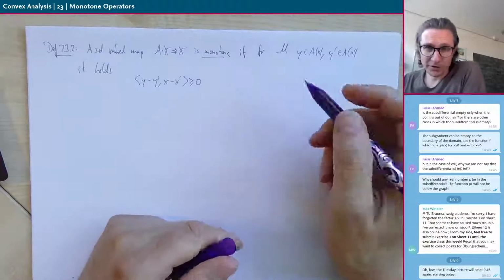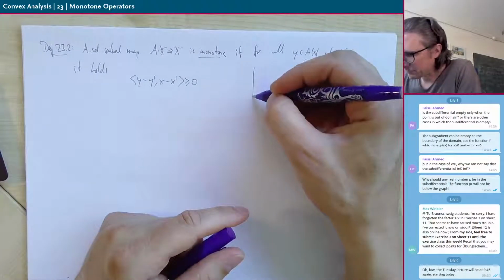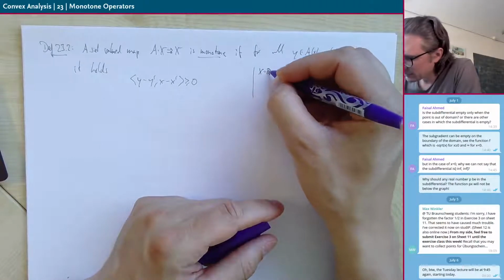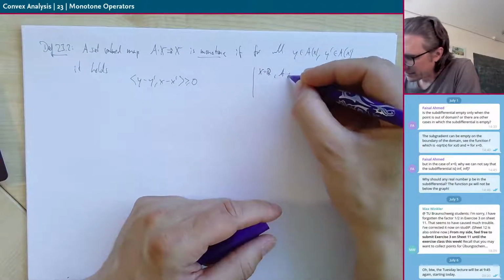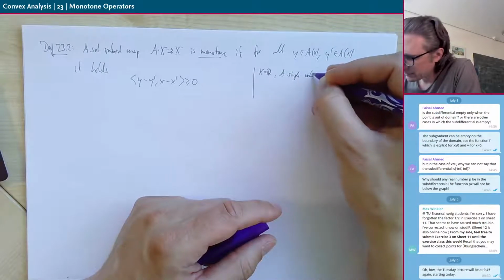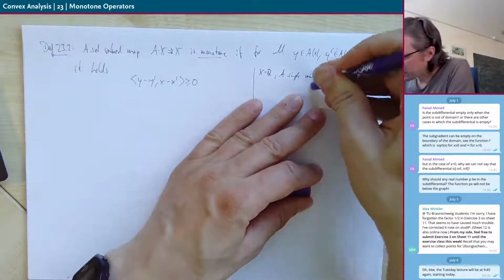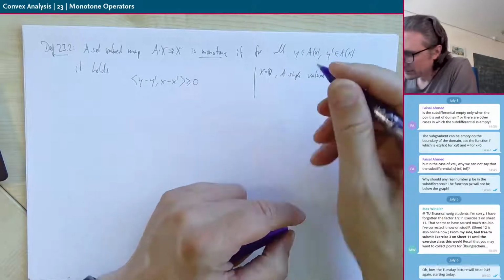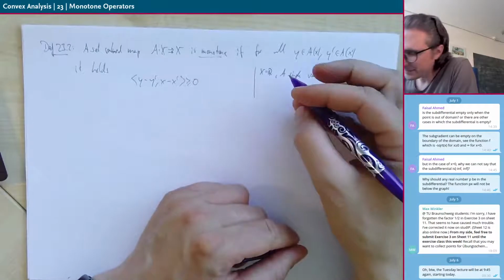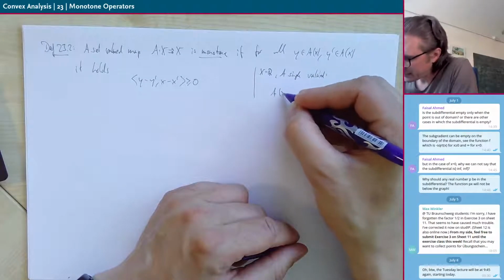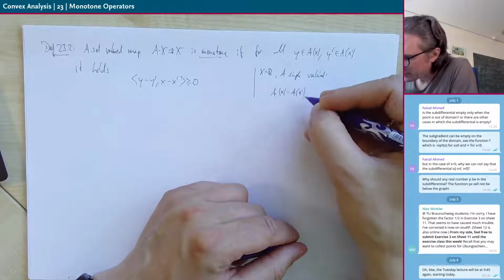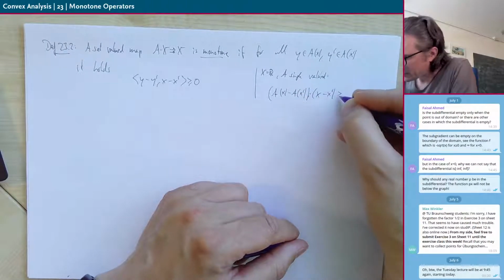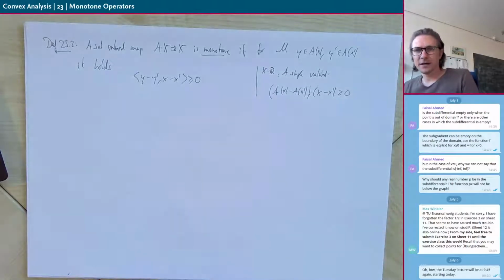Why is this called monotone? Have a look at the 1D case. So if x is just R and A is a single valued, so just a standard function, then this reads as A of x minus A of x prime multiplied by x minus x prime is non-negative. So what does that mean?